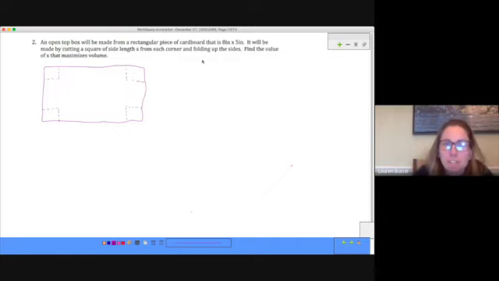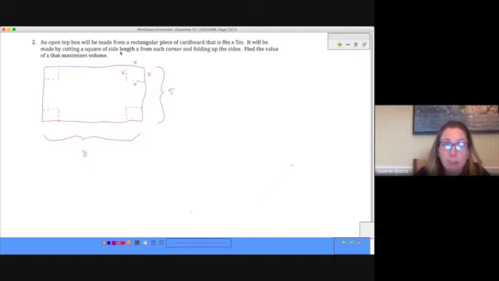All right, so let's see. I just drew my picture. Let's label it. The rectangular piece of cardboard is 8 inches by 5 inches. It will be made by cutting a square, the side length of X. So this is a square, and every single one of those squares has side length of X, from each corner and folding up the sides. Find the value of X that maximizes the volume.